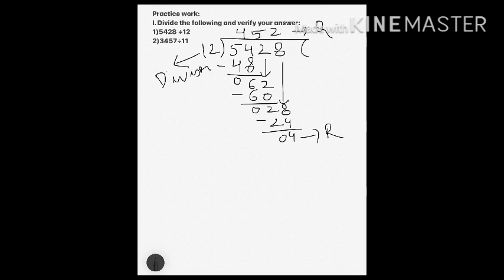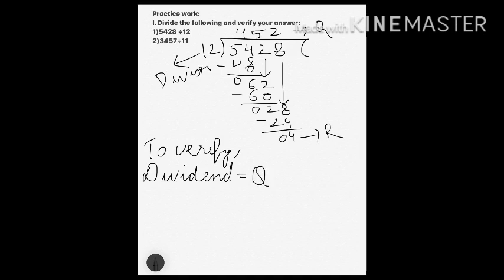Okay students, now let's put this in the formula. So what was the formula? Dividend. You can write here, to verify, we have the formula. Dividend is equal to, I will write the short form of the words now, Q quotient into D. This is not dividend, this is divisor, plus R. R is the remainder.